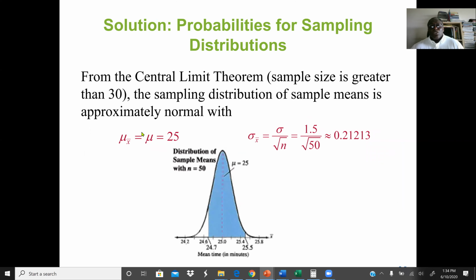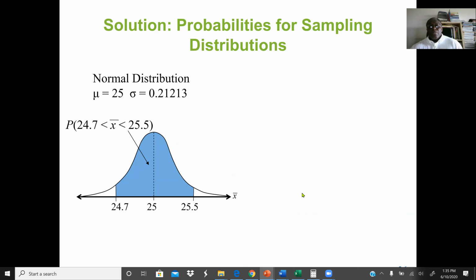So we know the central limit theorem. The mean of the sampling distribution is the same as the population mean, so that's 25. Then we find the standard error, that is the square root rule. The sample standard deviation is equal to the population standard deviation divided by the square root of the sample size. So that gave me 0.21213. Then from there we know the standard deviation, that means we have it already.